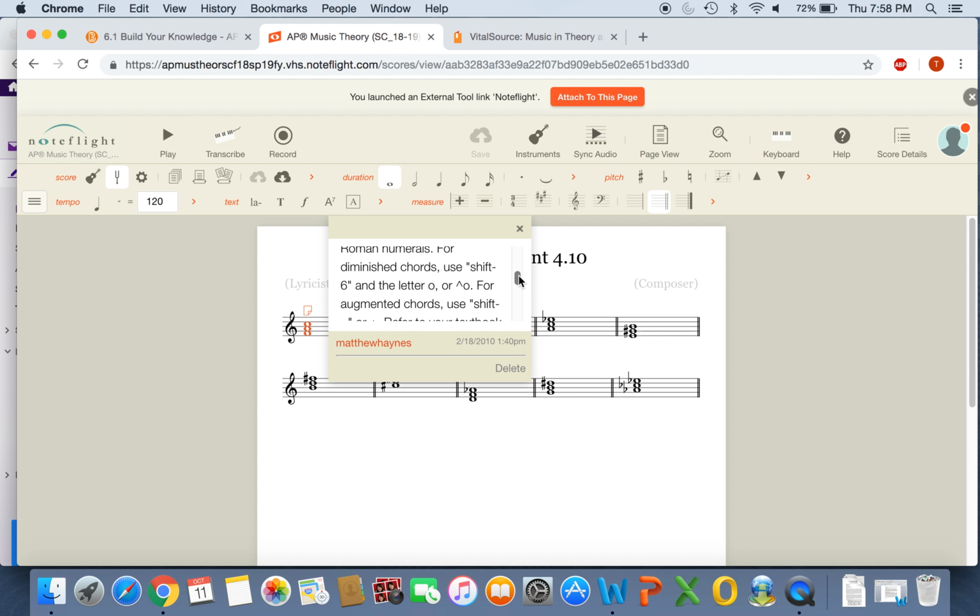Use K. If you have a diminished chord, it's Shift 6, and, oh, sorry, Shift 6 O. There you go. Shift 6 O. It'll give you that, or you could type that direct. That's what it is. For augmented chords, use Shift equals, which is the same as a plus. Refer to your textbook often. Just do it. We will not use macro analysis symbols very often, but you may find this exercise helpful in learning how to analyze triads quickly without the key signature to help you.